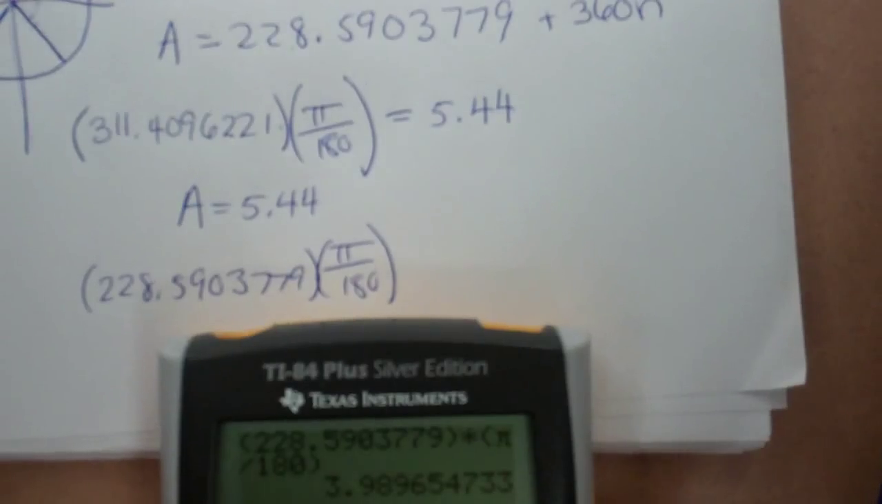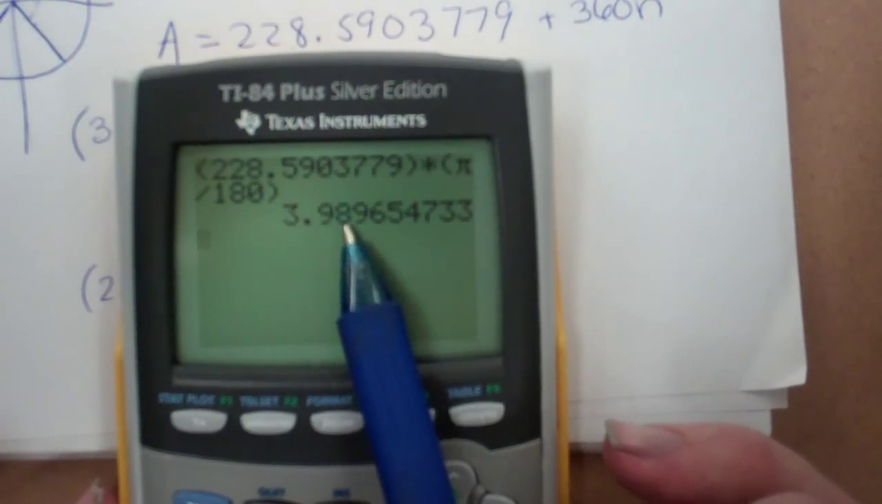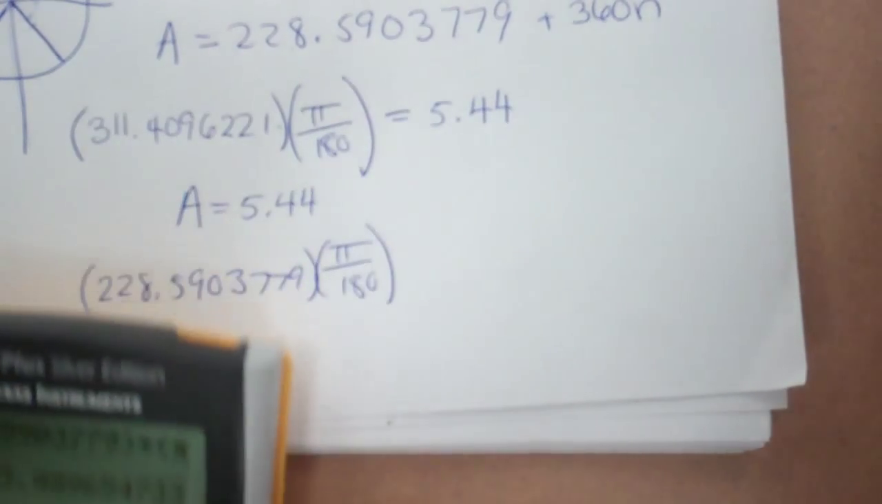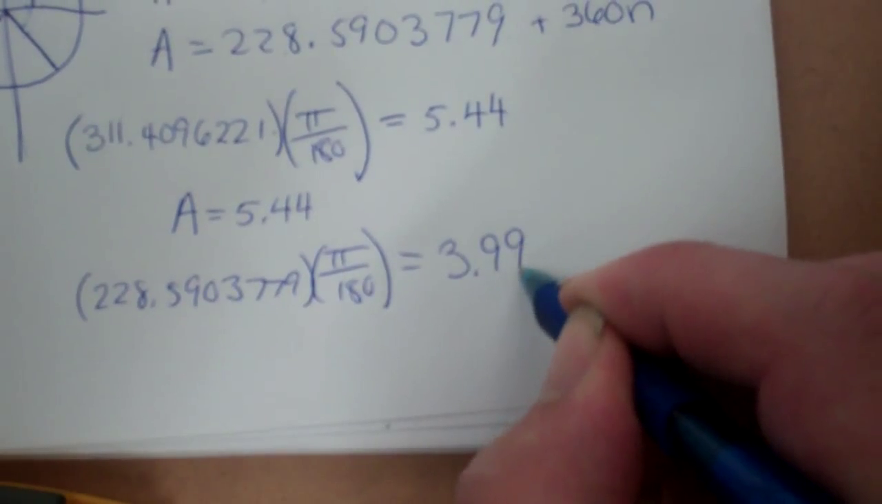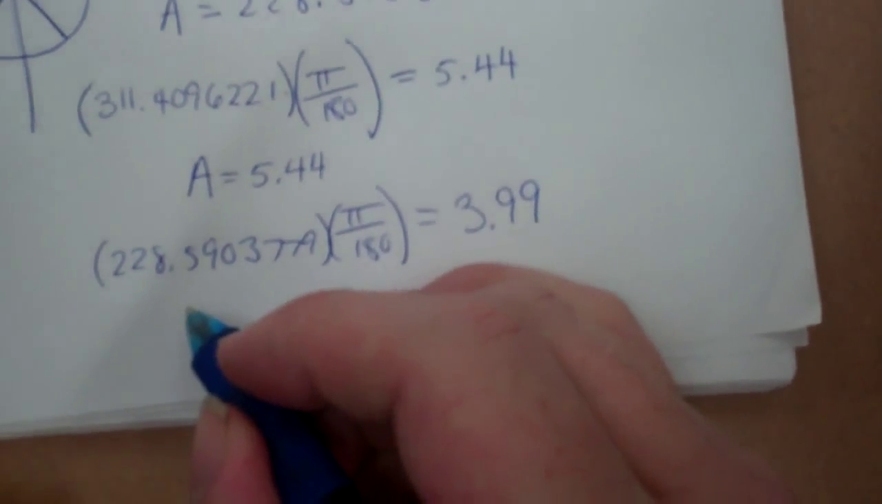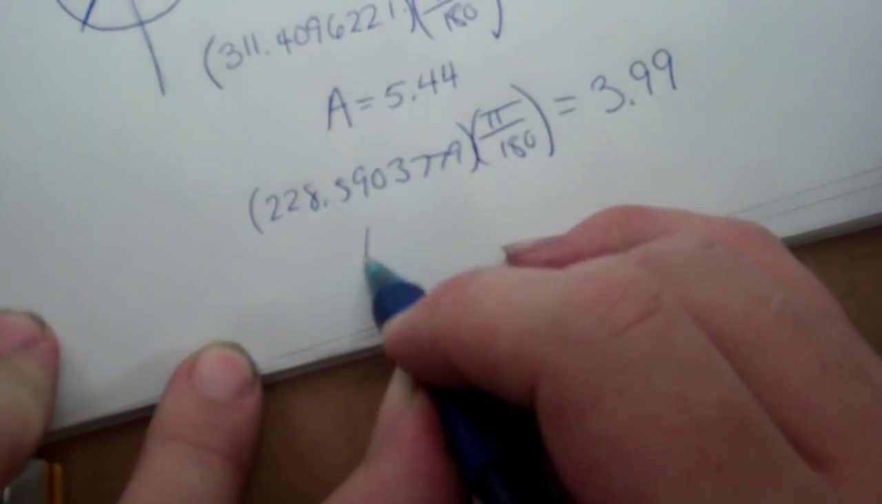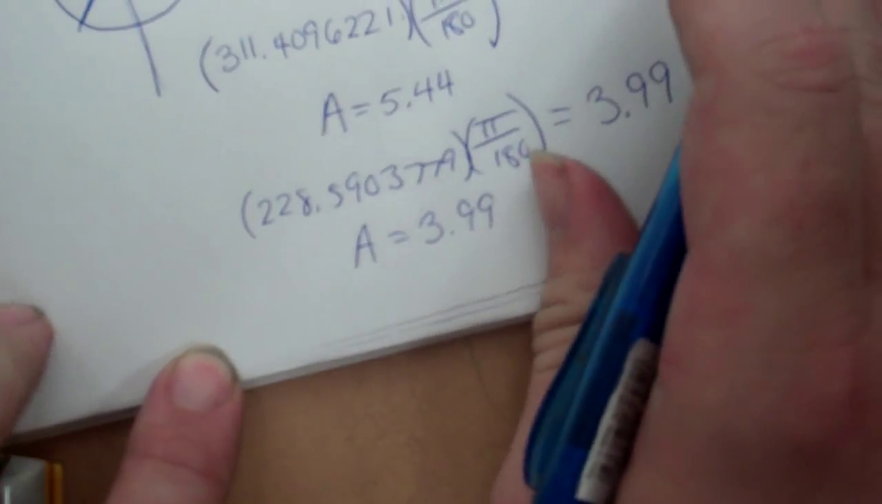Let's see, that's right, that comes out to 3.989. This is the tenths place, that's the hundredths place, that's what we want to round to. Since that's a 9, we definitely want to bump this up. And so rounded to the nearest hundredth, this is 3.99. So the other possible solution in radians is A equals 3.99 to the nearest hundredth.